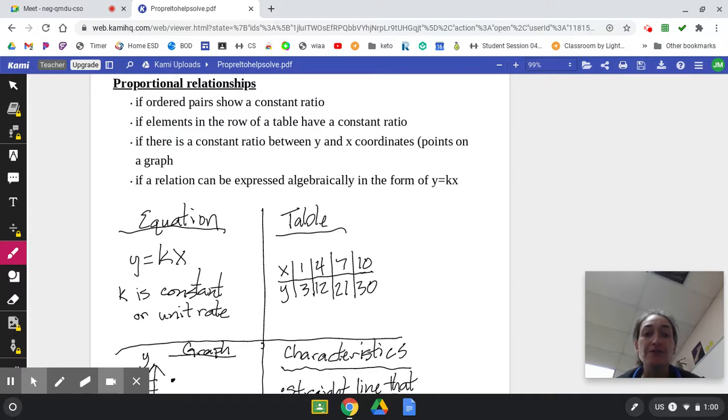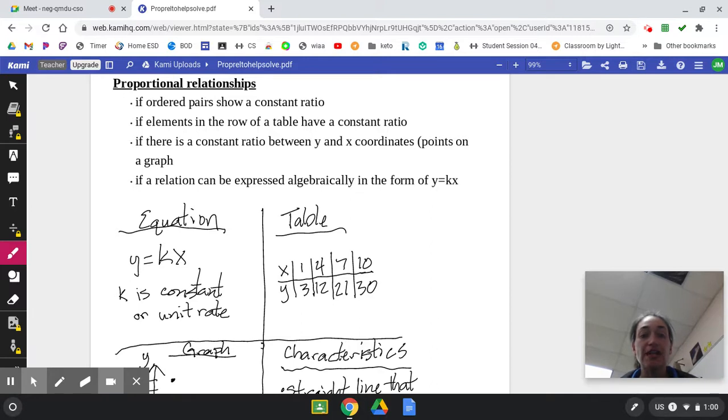If ordered pairs show a constant ratio, so that would be looking at a graph more than likely, although data tables also have ordered pairs, which is why in these examples they're labeled X and Y. Okay. If elements in a row of a table have a constant ratio, so if you're looking at the table information that I have below and you're looking at the row in there, you should have a constant ratio.